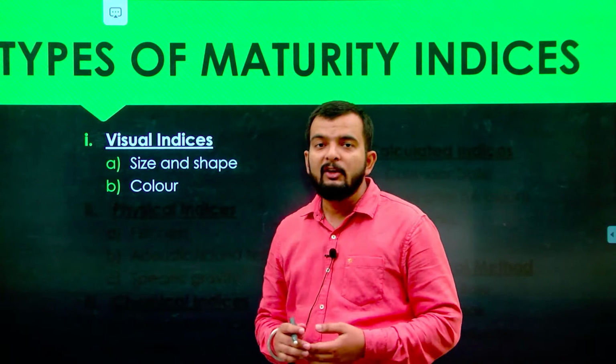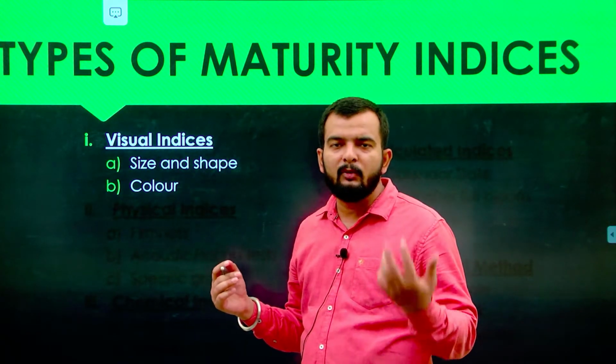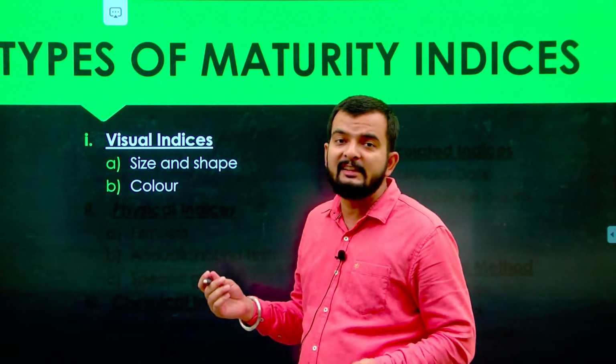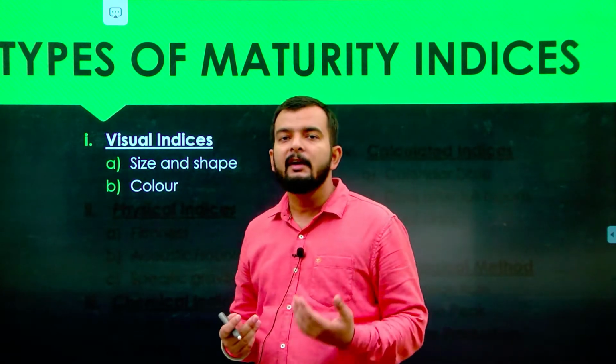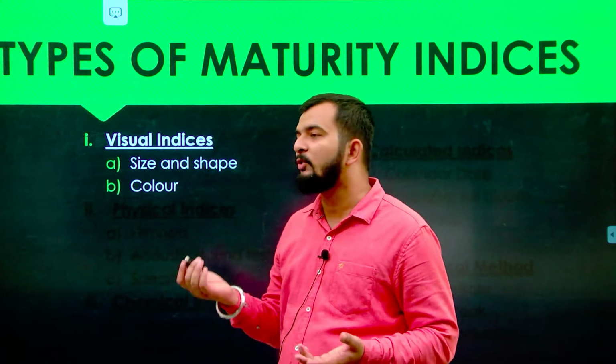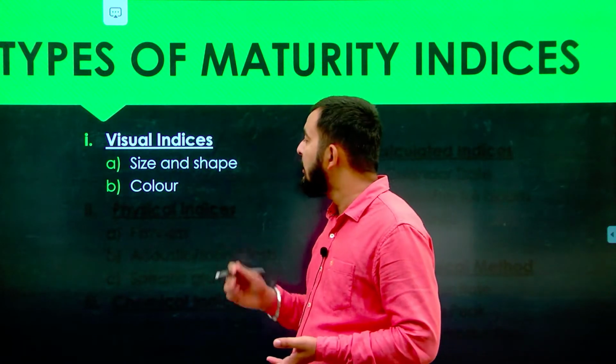Then we have color. By identifying the color, we can identify whether it is mature or not. Suppose we take the example of tomato. If it is green, it is unripe. When it starts turning red, its ripening has begun. So you get an idea of when to harvest the tomato.